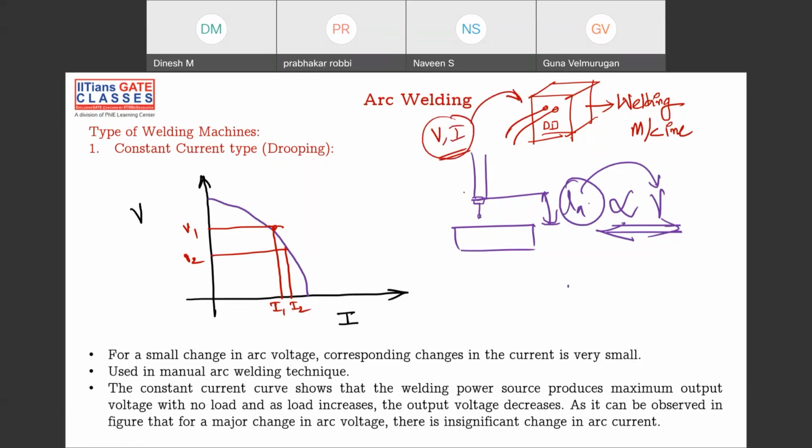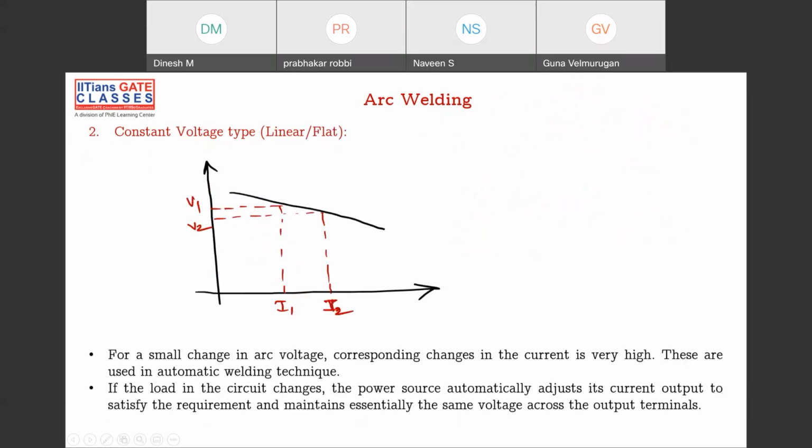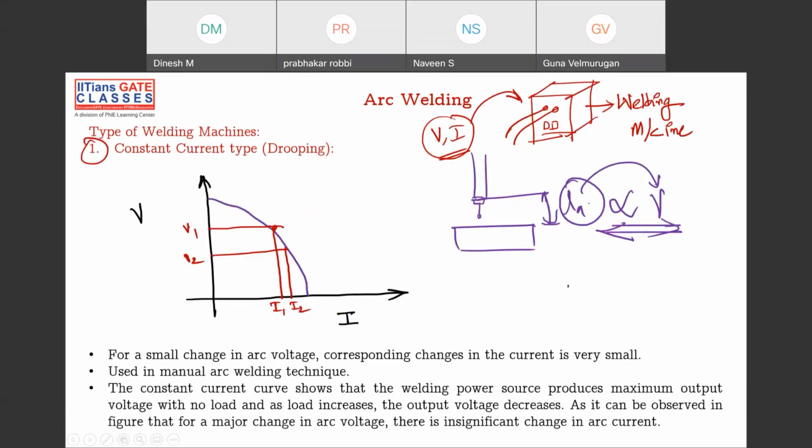In this machine, we can have two different types of machines. One is the constant current type machine, and the other is the constant voltage type machine. So let's discuss the constant current type. Why we have to give almost constant current, why we have to give almost constant voltage, and where we are using these, all these things will be discussed. Before that, what we have to know is what the electrode is here. This is the electrode.